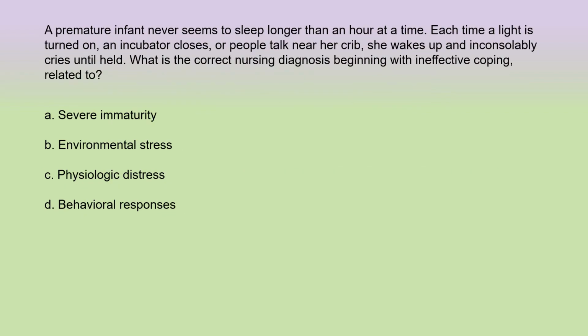A premature infant never seems to sleep longer than an hour at a time. Each time a light is turned on, an incubator closes, or people talk near her crib, she wakes up and inconsolably cries until held. What is the correct nursing diagnosis beginning with ineffective coping, related to A. Severe immaturity. B. Environmental stress. C. Physiologic distress. D. Behavioral responses.